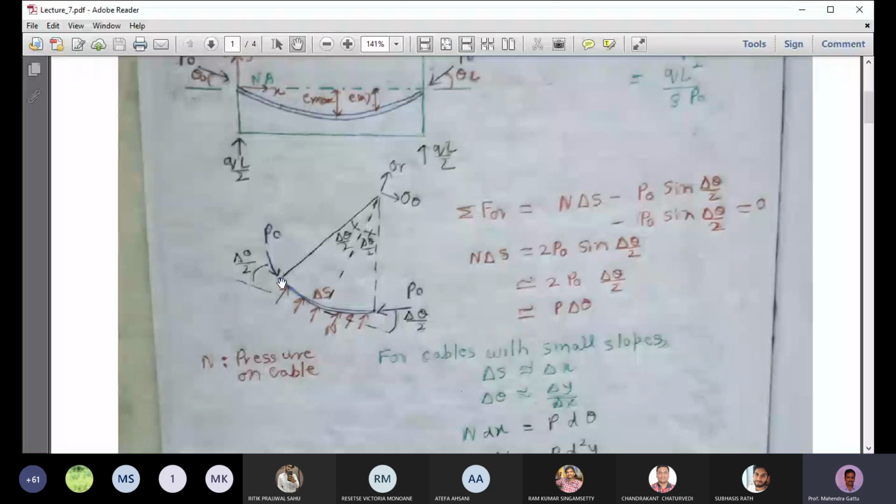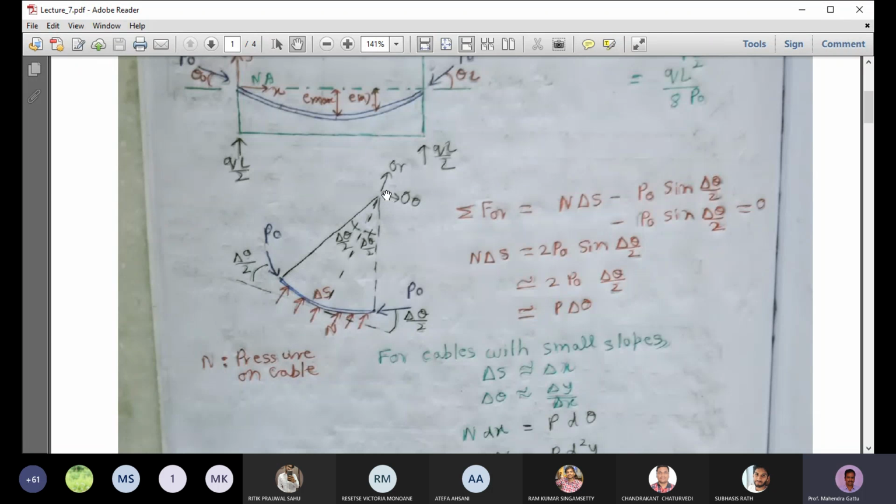Now we can draw a normal at this edge, shown here, and another normal at the other edge. Normal means we draw a tangent and then draw a perpendicular to that tangent, so that is the normal here.